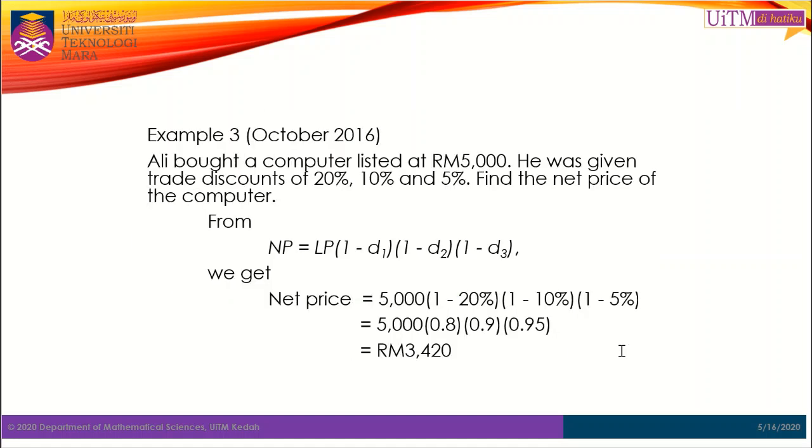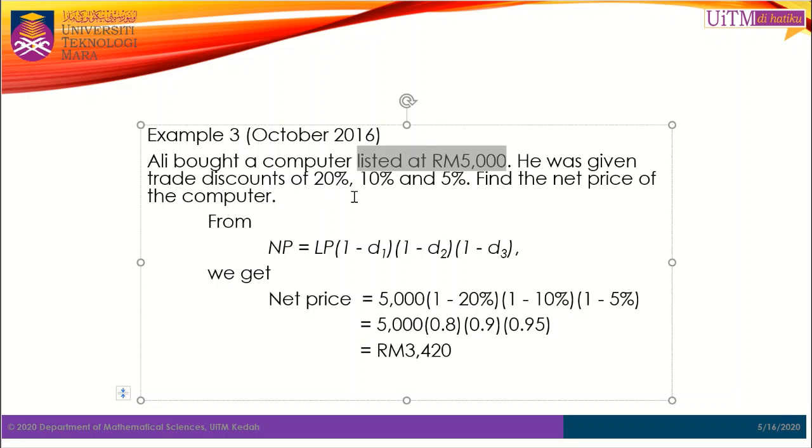Okay, for example, in this case, let's say Ali bought a computer listed at 5,000. So the list price is equal to 5,000, and then he was given a trade discount of 20%, 10%, and 5%. This is considered a chain discount because you have multiple trade discount rates given. The question asks you to find the net price of the computer.